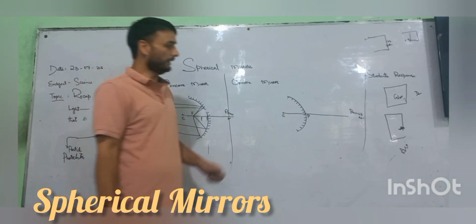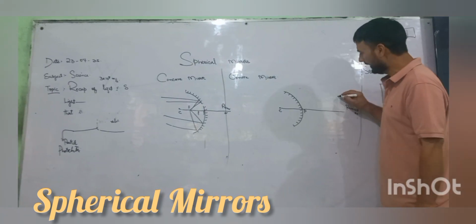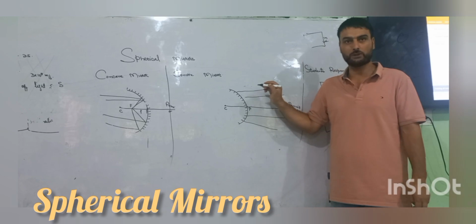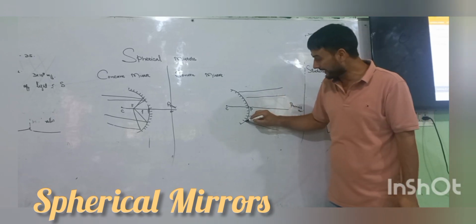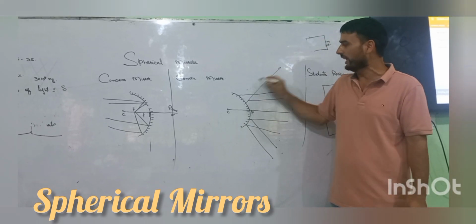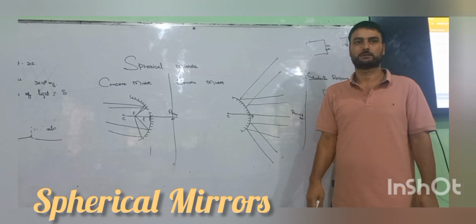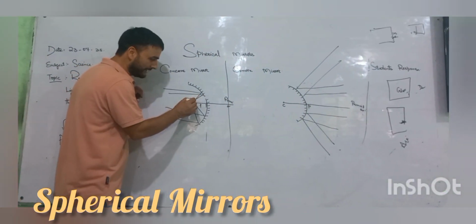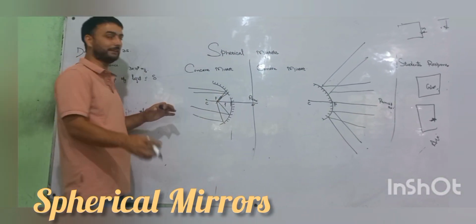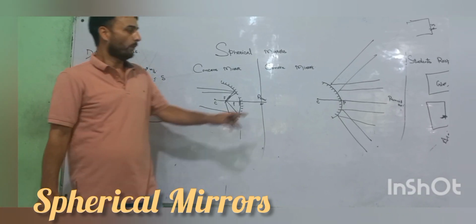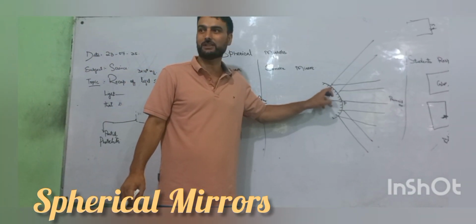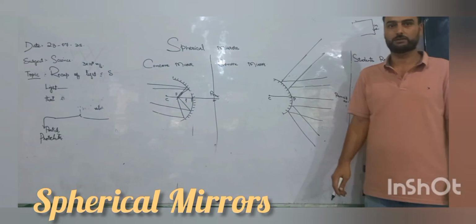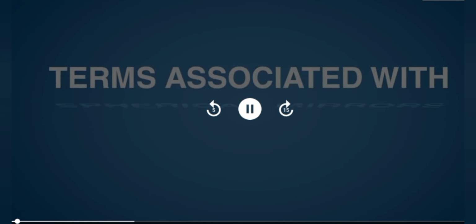So, if rays of light parallel to the principal axis fall on the outward surface of a convex mirror, my dears, these reflected rays will move away from the principal focus. That's why a concave mirror is known as a converging mirror, because it converges reflected rays of light at a single point. Whereas, my dears, a convex mirror is known as a diverging mirror. It diverges reflected rays, it does not converge them. That is all about spherical mirrors.